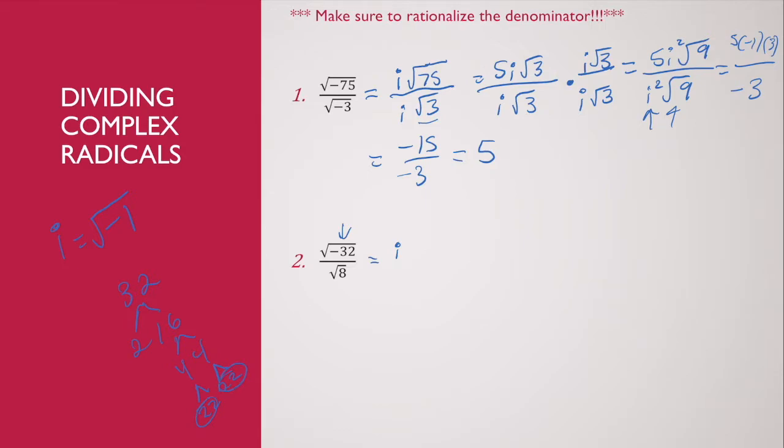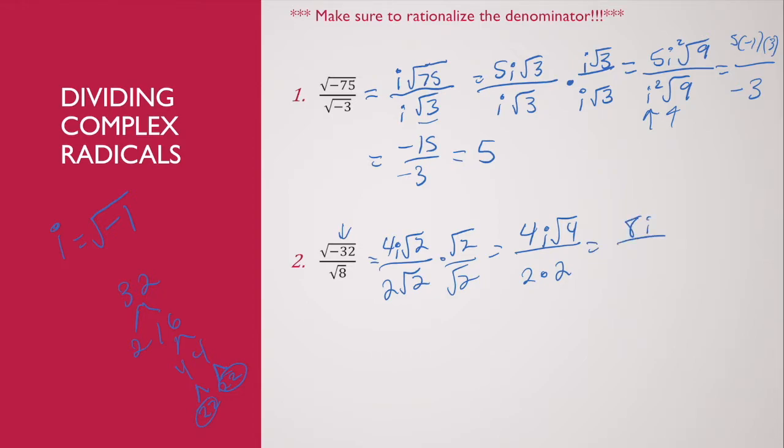So I've got 4 square root of 2 over 2 square root of 2, multiplying the numerator and the denominator by the square root of 2. So I have 4i square root of 4 over 2 times 2. So I get 8i over 4, which is just 2i.